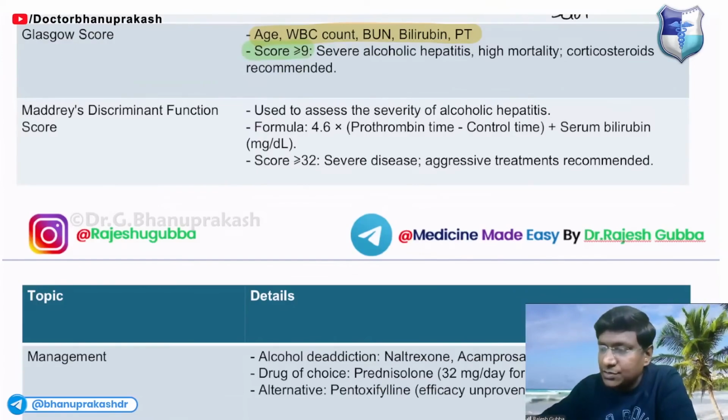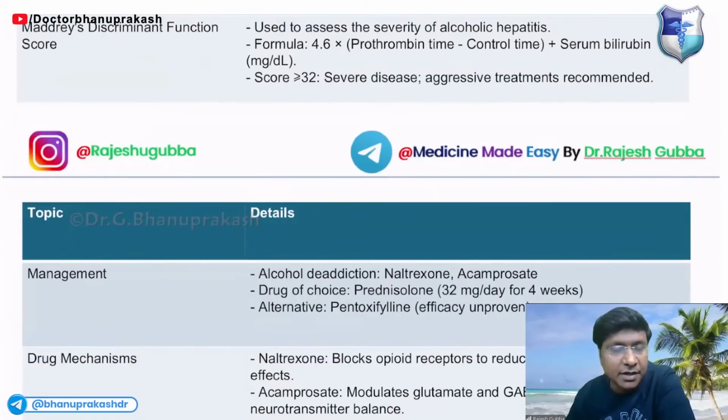If the score of the individual is more than 9, that is the point when you need to start the steroids. Okay, that is about the Glasgow score. And we have one more important score for alcoholic hepatitis, that is Maddrey's discriminant function score.